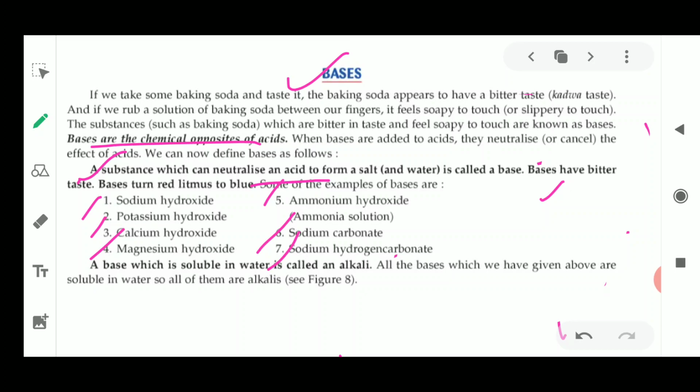A base which is soluble in water is called an alkali. Now this is a new word. What is an alkali? Alkali means the bases which are soluble in water.